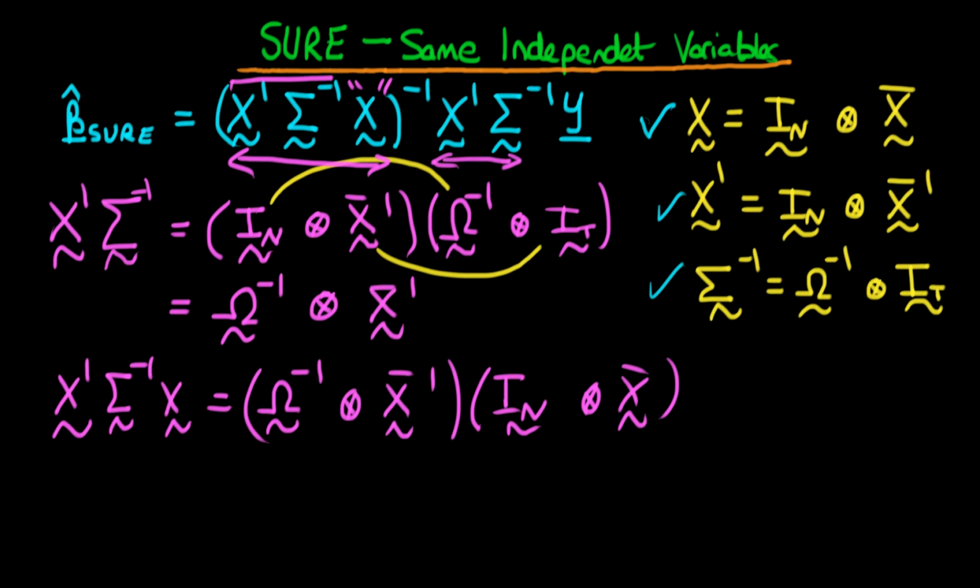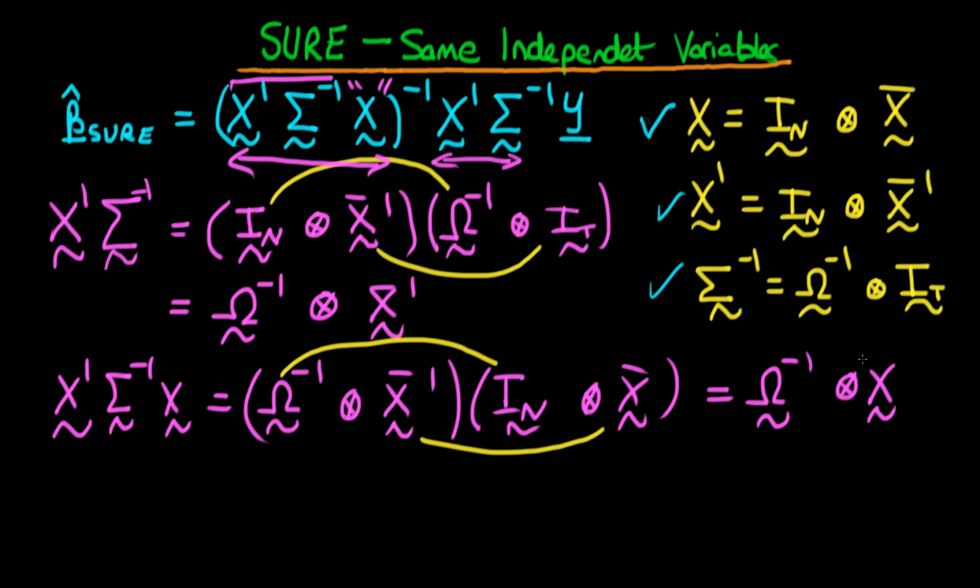And then if we use our knowledge of the product of two Kronecker products, this is just equivalent to the Kronecker product of the first two terms in the respective parentheses crossed with the last two terms. So this Kronecker product just becomes the inverse of omega crossed with, well, the last term is going to be a little bit more complicated. It's just going to be the product of X bar primed with X bar. So we just got X bar primed times X bar.